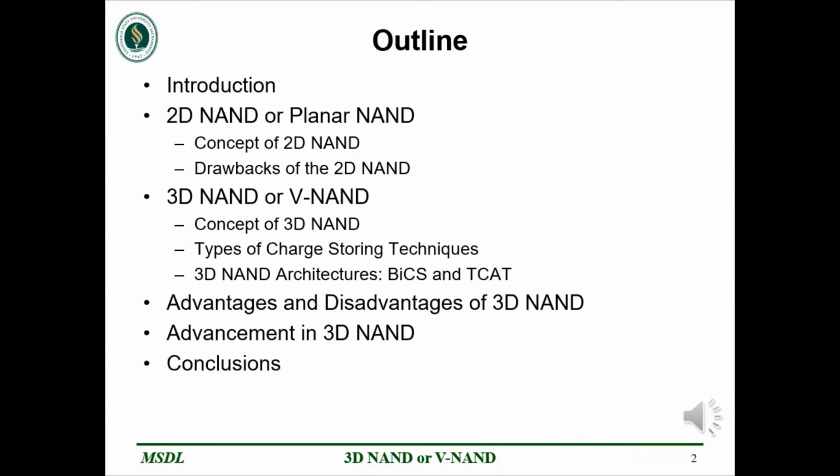Let me begin by outlining all the topics that are going to be dealt with in this presentation. Initially, we shall understand the concept of 2D NAND, which is the traditional technology used in flash memory cells. This technology has got a lot of drawbacks, and that has led to the development of the 3D NAND. Next, we shall understand the basic concept of the 3D NAND cells and also see how charge is stored in this technology. Two architectures are also introduced in this presentation. The advantages and disadvantages along with the recent advancements are also presented before we conclude.